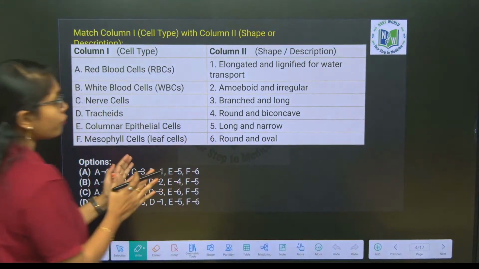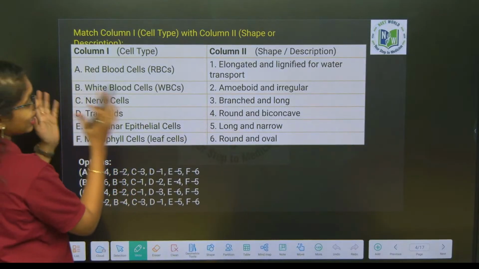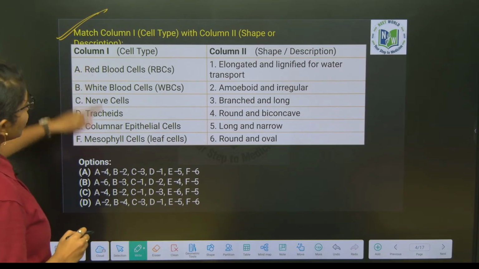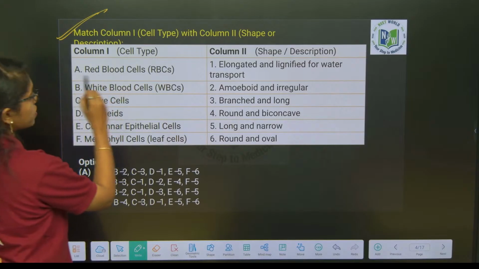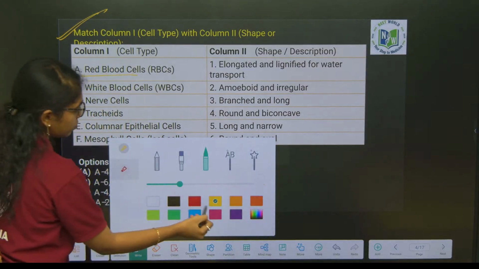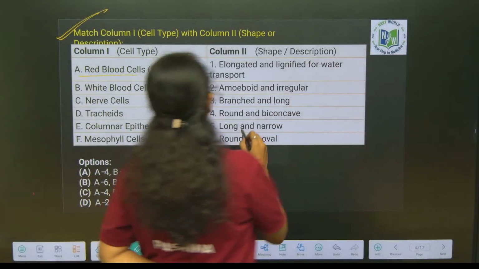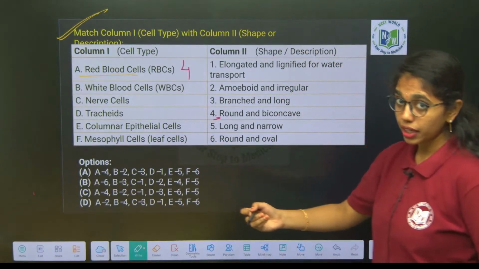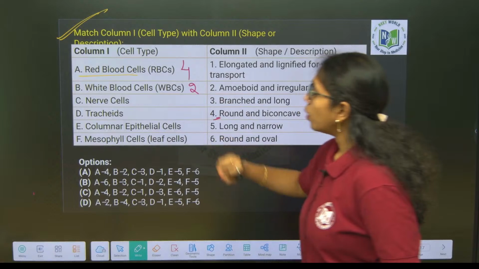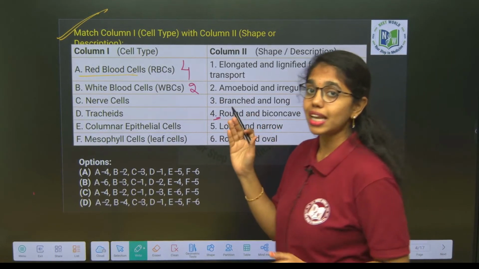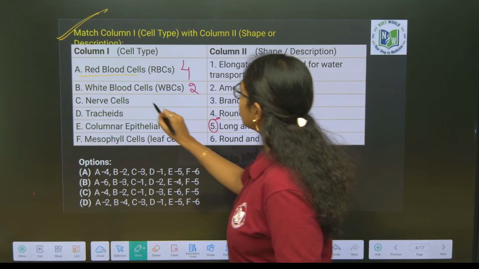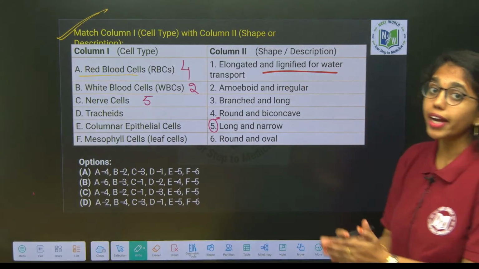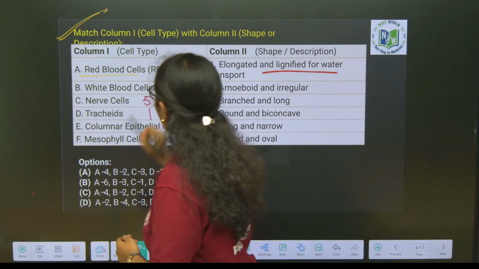This is match the following type of question which is clearly on the shapes of different cells from our NCERT directly. Okay. So look into all the types of cells. First, RBC. Okay. RBC is round and biconcave, so it will be option 4 here. WBC, they are amoeboid in shape and irregular, which is 2. Next, nerve cell is the longest cell and it is narrow, long and narrow. This will be 5. Tracheids. Tracheids are elongated and lignified for water transport. This will be 1. Okay.